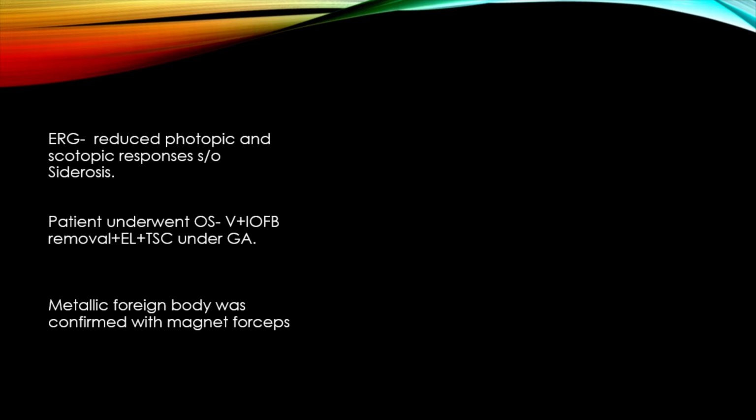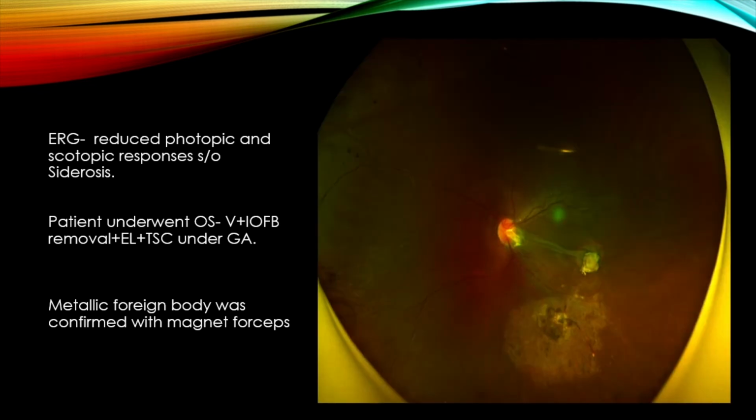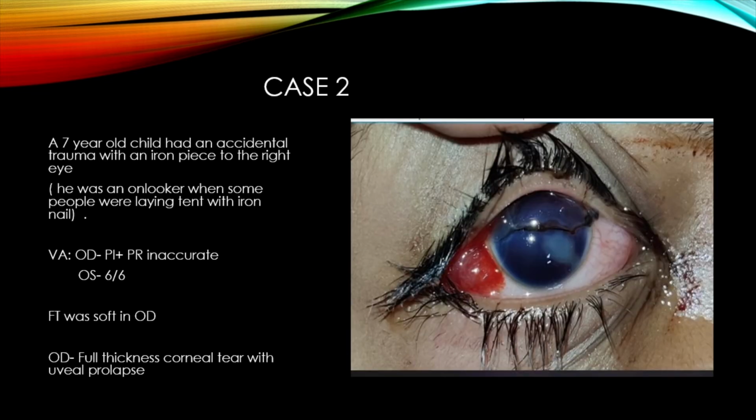As the patient had trauma 7 years ago, an ERG was done to rule out siderosis, and the ERG showed reduced photopic and scotopic responses. So there was presence of siderosis. The patient underwent IFB removal, EL and transcleral cryo under GA, and the metallic foreign body was confirmed with the magnet forceps. This was the post-op picture after the surgery, with the gliosis seen at the region of the foreign body. This was the second case.